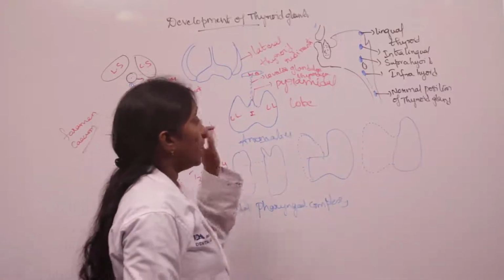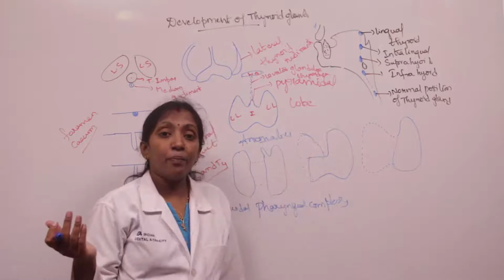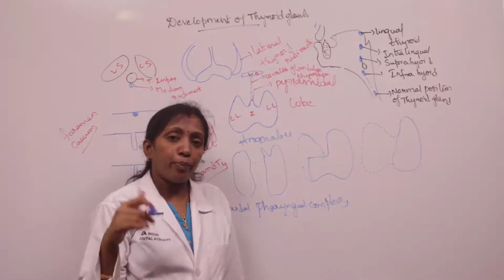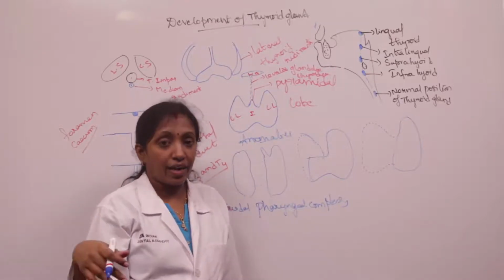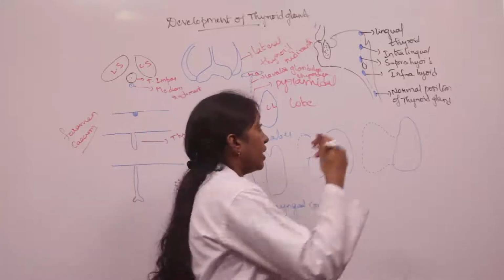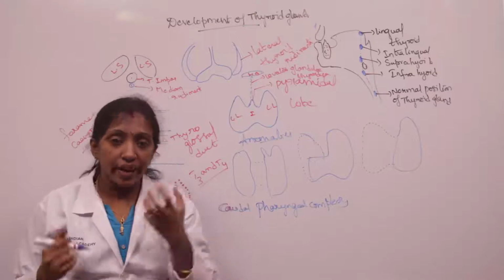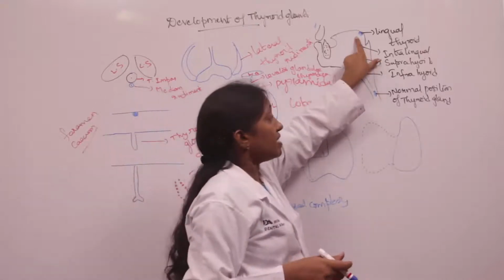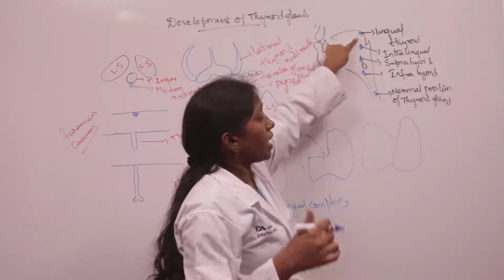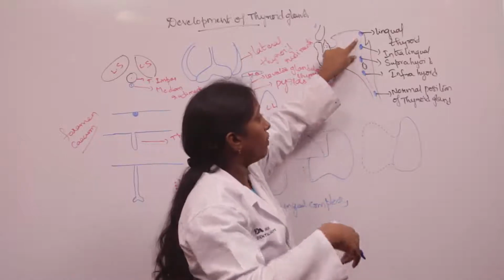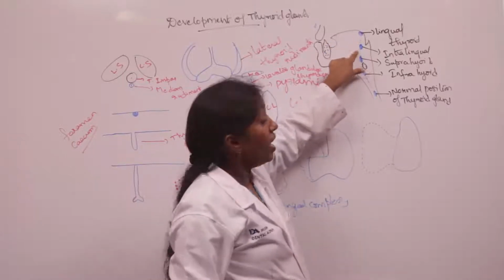And one more thing is the thyroid gland may occupy different positions because of the improper descent of the thyroglossal duct. For example, the thyroid gland doesn't descend downwards and is situated at the tongue only. We call it lingual thyroid. Sometimes the thyroid gland descends a little bit lower into the tongue. We call it intralingual thyroid.